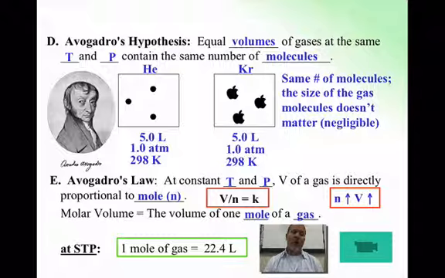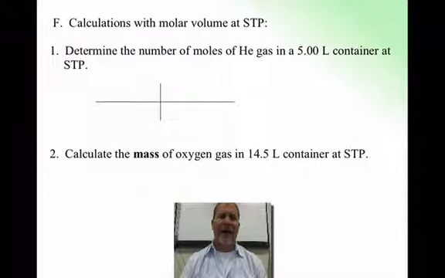Well, 1 mole of a gas will equal 22.4 liters. That's a constant. So using this molar volume at STP, I'll give you a problem: determine the number of moles of helium gas in a 5-liter container at STP. Well, you're starting out with a 5-liter container, and you know that for every 22.4 liters of helium, there's 1 mole of gas.